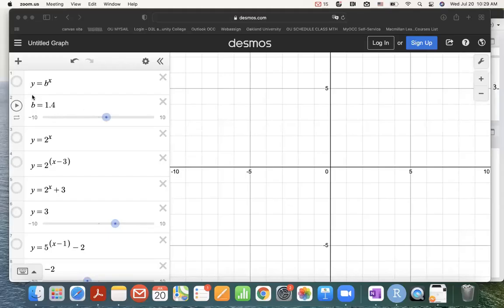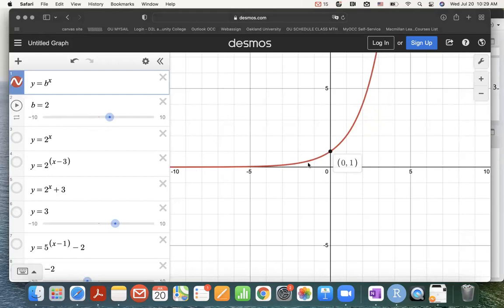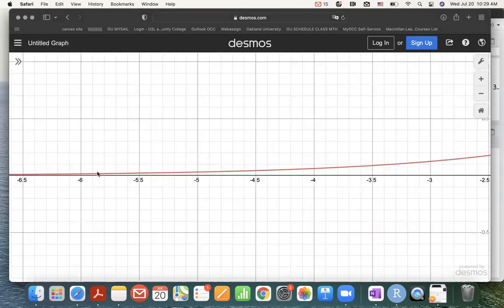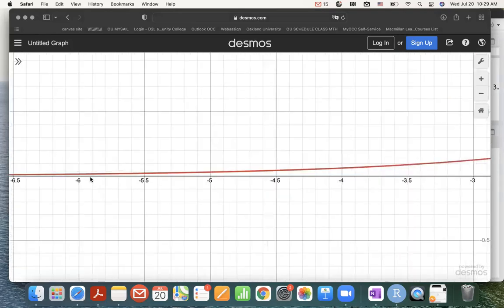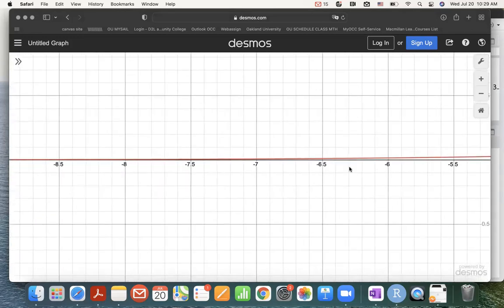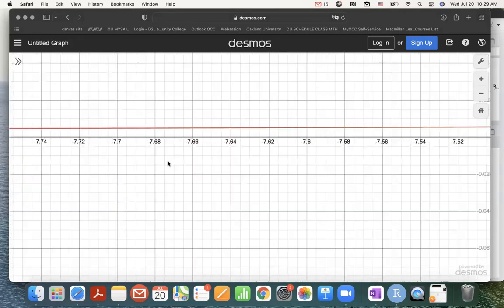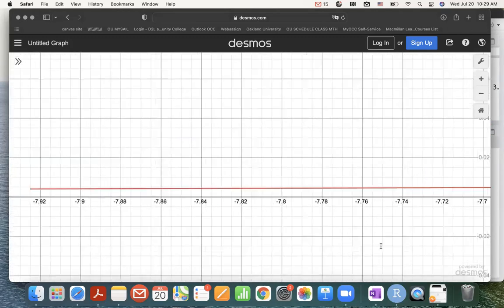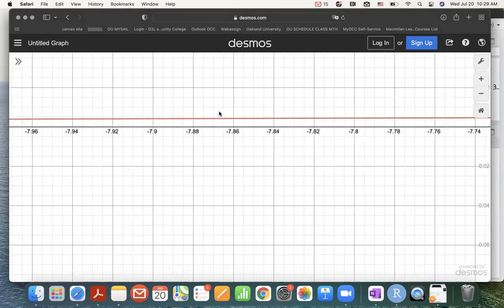Okay, so as you can see, y equals b to the x. If b is bigger than 1, say b is 2, you can see it goes through (0, 1), and it's increasing from left to right. Now it's here. You see that it looks like it's touching the x-axis, but it's not, right? If you keep zooming in, you see it never touched. It's never touched the x-axis. It gets very, very close though, but never did.